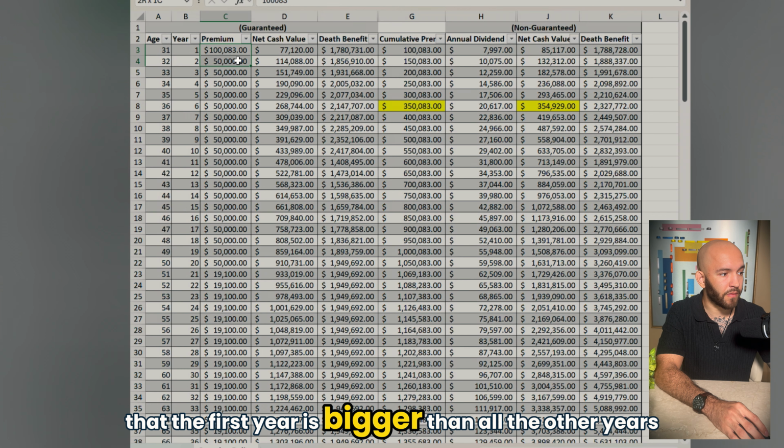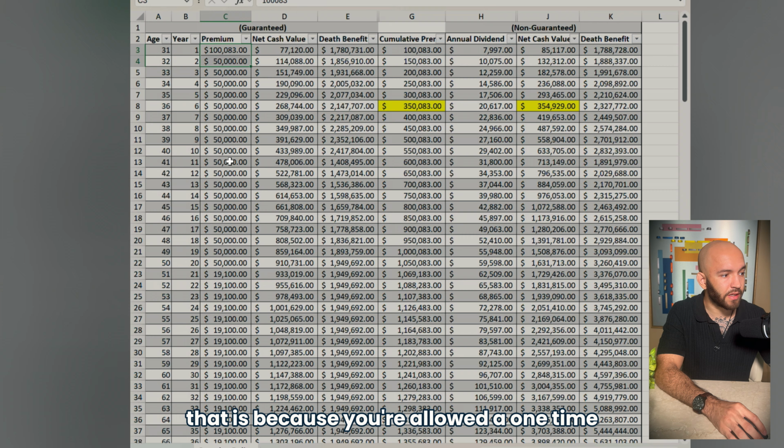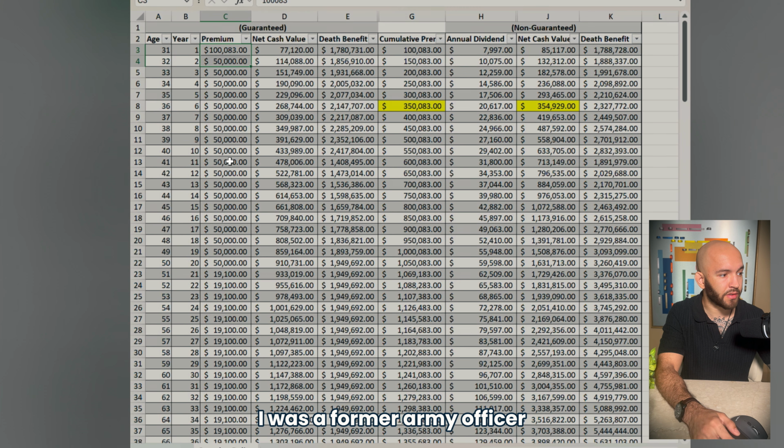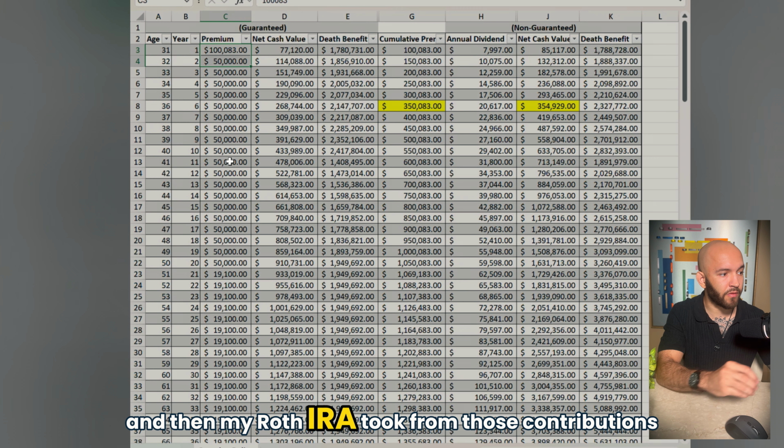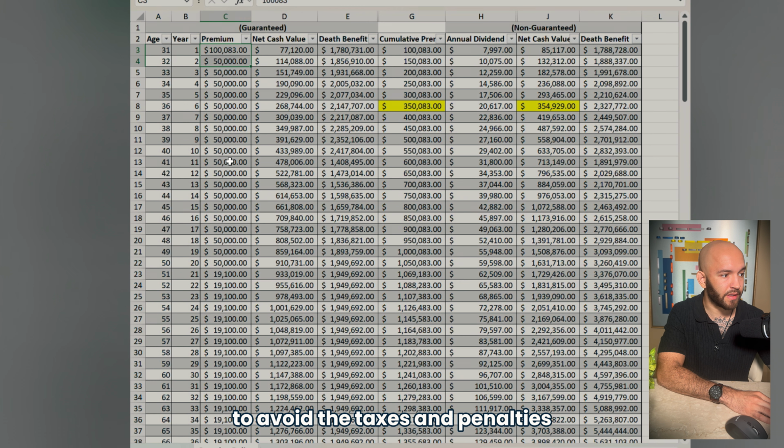You'll note here that the first year is bigger than all the other years. That is because you're allowed a one-time lump sum premium to fund your policy. And if you know my story, that's something similar to what I did. I took some contributions from my TSP. I was a former Army officer. And then from my Roth IRA, I took from those contributions to avoid the taxes and penalties. And I used that to help me fund the one-time lump sum premium for my policy.